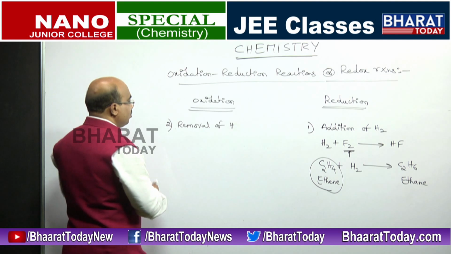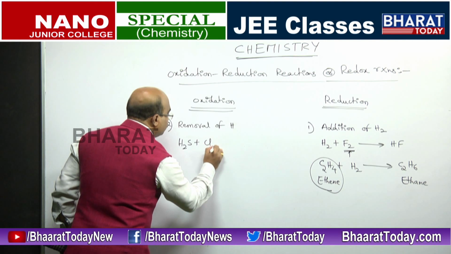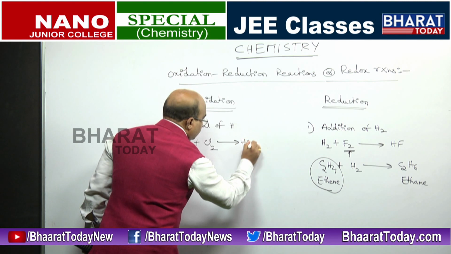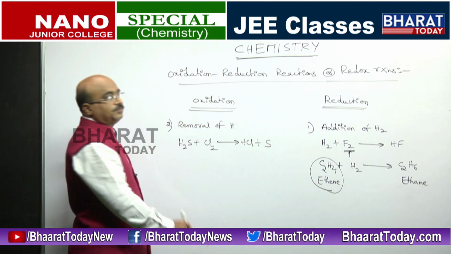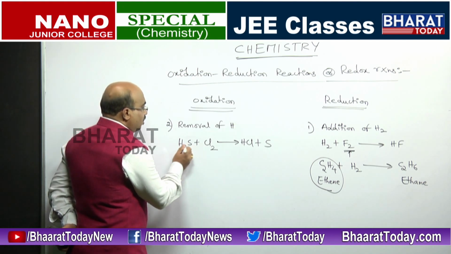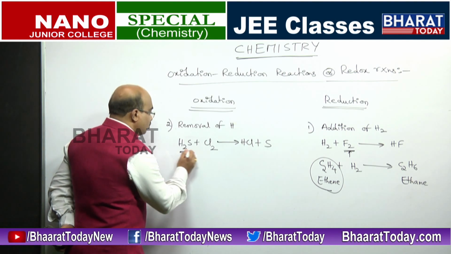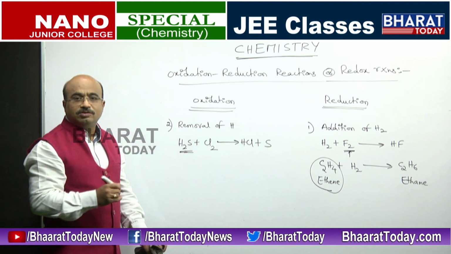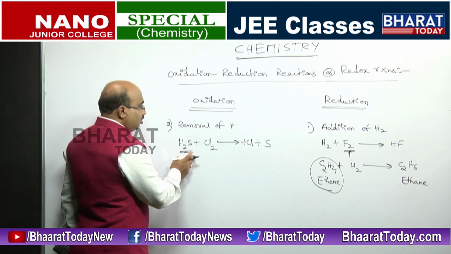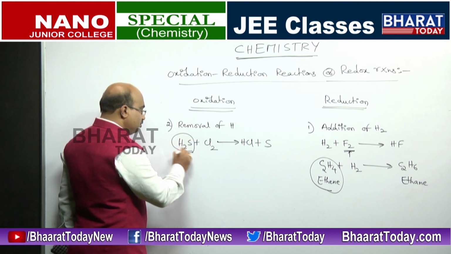So let us say simple equations, like H2S is treated with chlorine. We get HCl plus S. So what did we do? Hydrogen is removed from H2S. So we say H2S totally is oxidized. We removed the hydrogen from this, so this compound is undergoing oxidation.